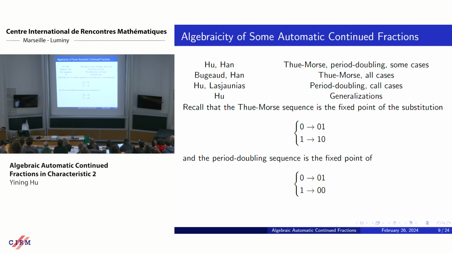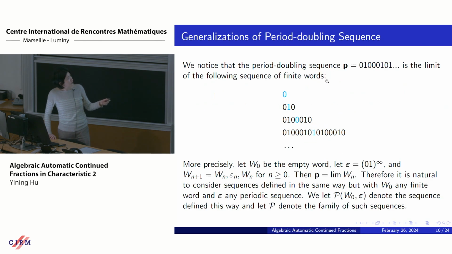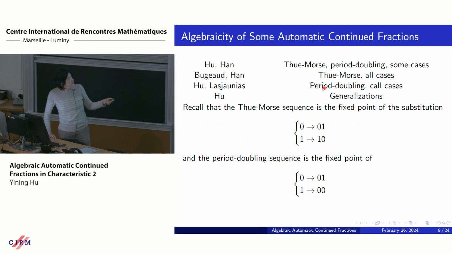First, with Han, we began with the most classical cases of automatic sequences, the Thue-Morse sequence and the period doubling sequence. We recall that the Thue-Morse sequence is the fixed point of this substitution, and the period doubling sequence is the fixed point of this one. We found that the continued fractions that they define are indeed algebraic, but we were only able to prove this for some cases. What does it mean, for some cases?